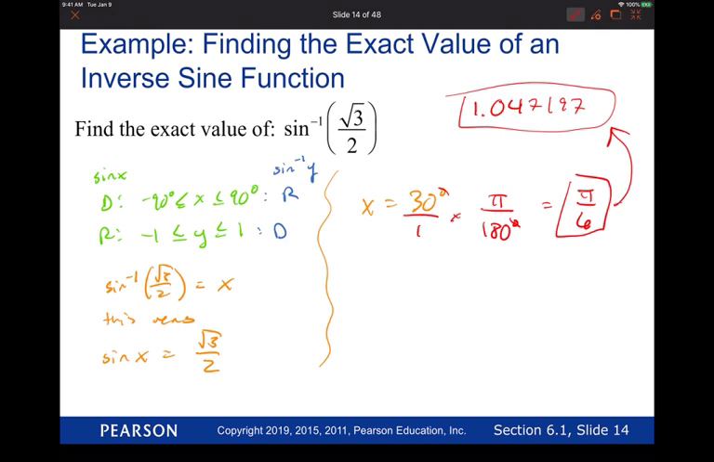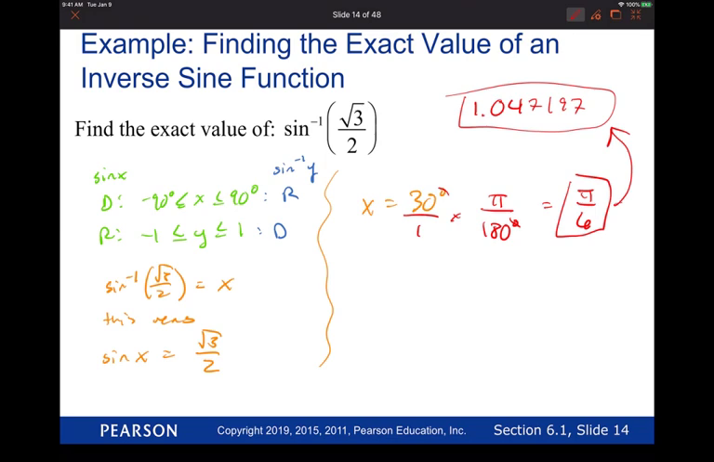Convert pi over 6 to decimals in the calculator. How do we get pi over 6? You want to find out what angle has a sine of radical 3 over 2. We came up with 30 degrees. If you convert that to radians, it would be pi over 6.